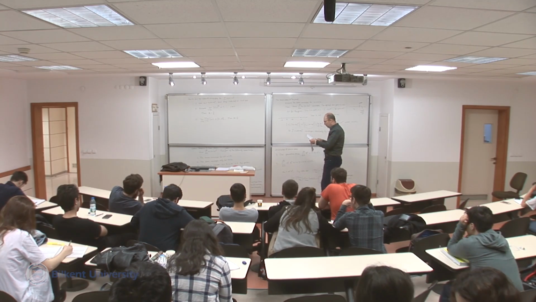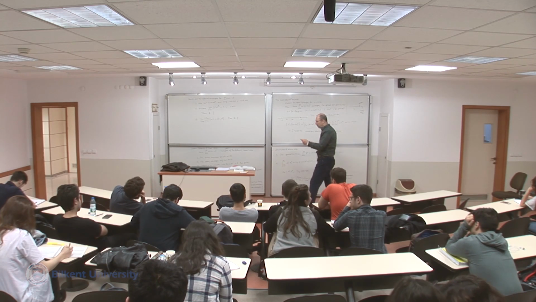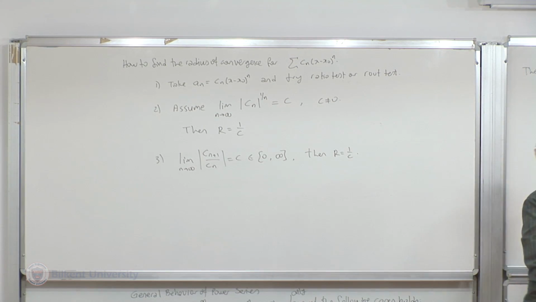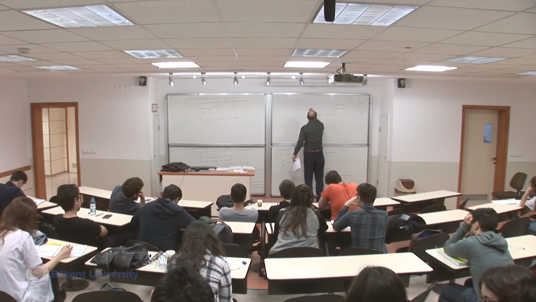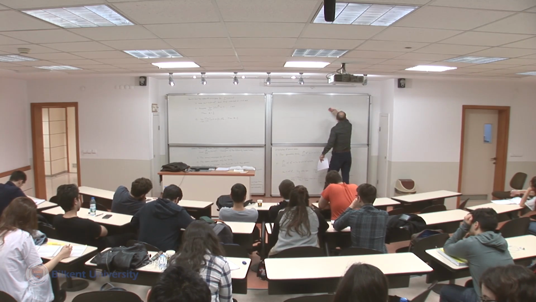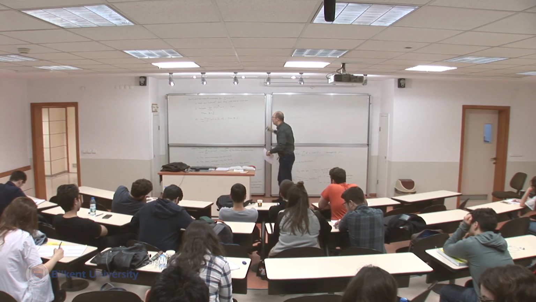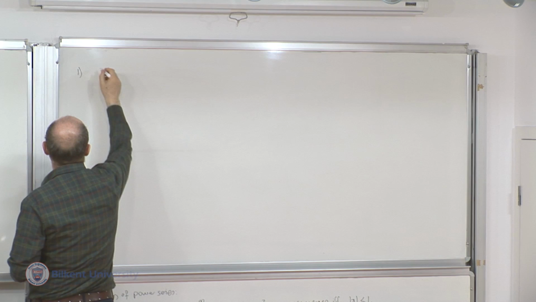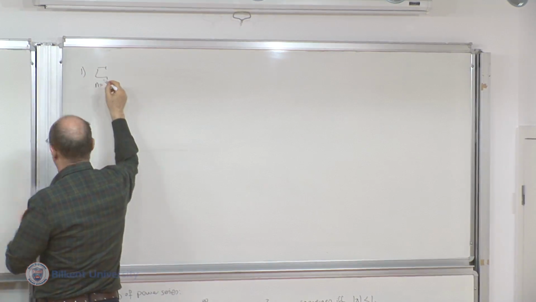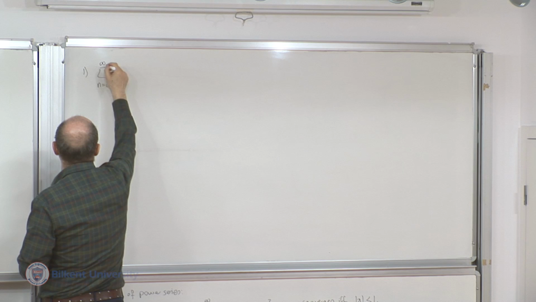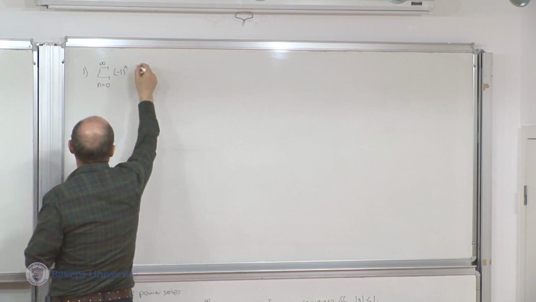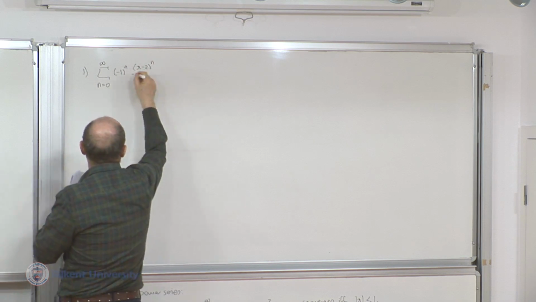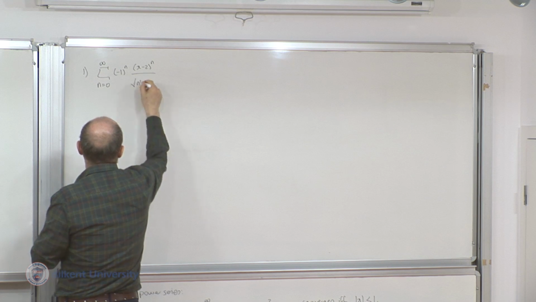So let's say, okay, let me start with this one. Then I'll ask if all cases of endpoint behavior appear. Okay, so problem 1. We have this series, summation n equals 0 to infinity of minus 1 to the n, x minus 2 to the n, over square root of n squared plus 1.